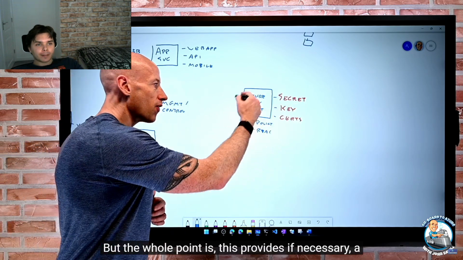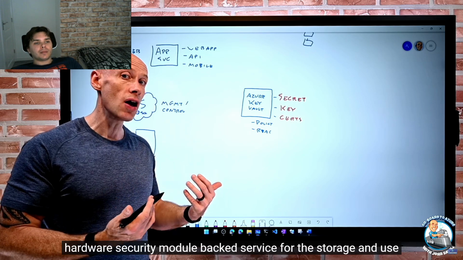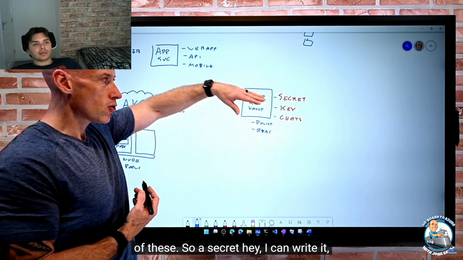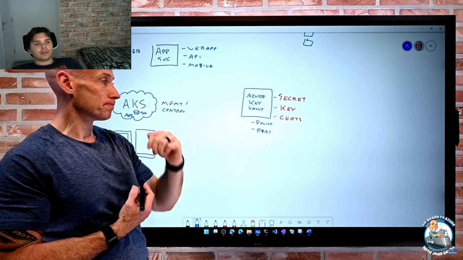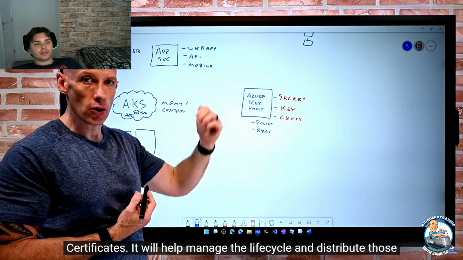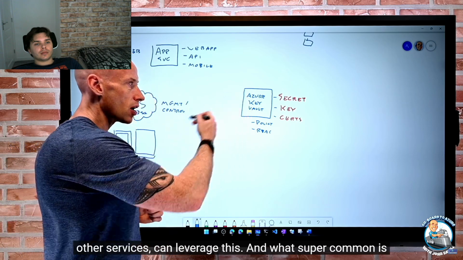But the whole point is this provides, if necessary, a hardware security module-backed service for the storage and use of these. So a secret, hey, I can write it, I can read it back out. A key, I can generate it or import it and then perform cryptographic operations, but I cannot export it. Certificates, it will help manage the lifecycle and distribute those to other services. Then I can set RBACs so other services can leverage this.